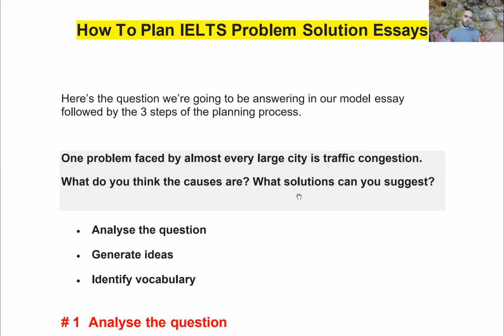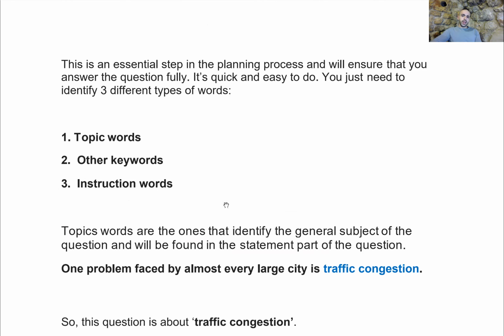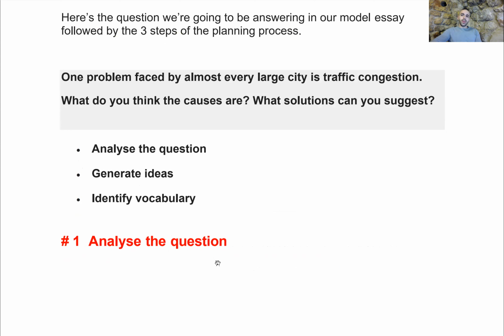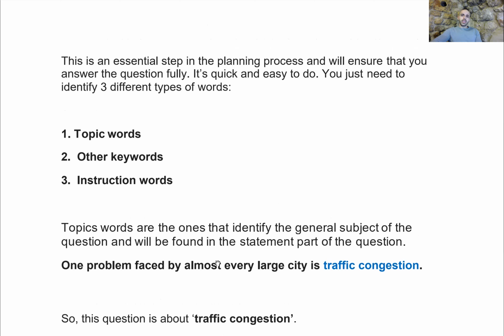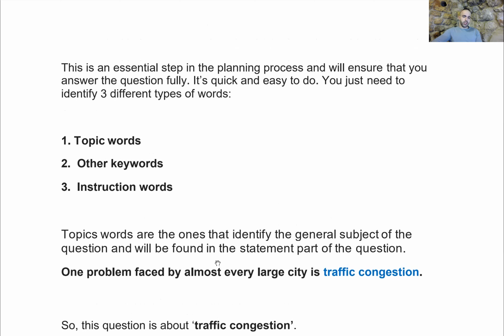So now I read the question. It's very clear. They are talking about the heavy traffic in almost every large city in the world, and they consider this a problem. But in the question, they're asking us about the causes, not the problem: the causes and the solutions, meaning the reasons and the solutions. So let's jump into the first point, which is analyzing the question. This is an essential step in the planning process and will ensure that you answer the question fully. It's quick and easy to do. You just need to identify three different types of words: topic words, other keywords, and instruction words.